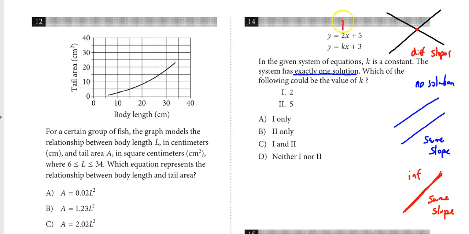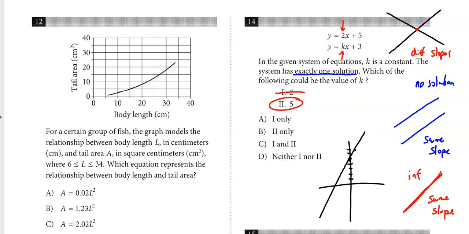And the top line has a slope of 2. So this bottom line needs to have a different slope. So it can't be that one. 5 would work. If I graph those two lines, I don't need to be really careful, but I'll just kind of show you. But 2x plus 5 means it's going to cross roughly at 5 and go up 2 over 1. So it's going to be something like that.